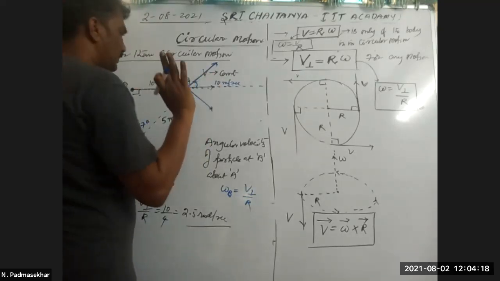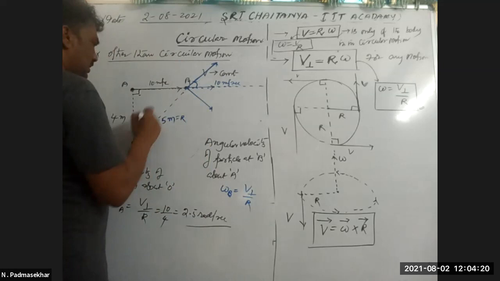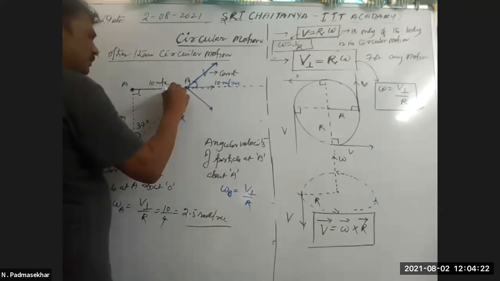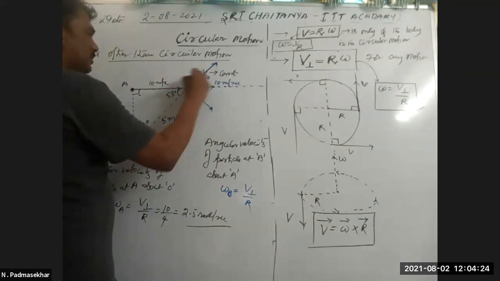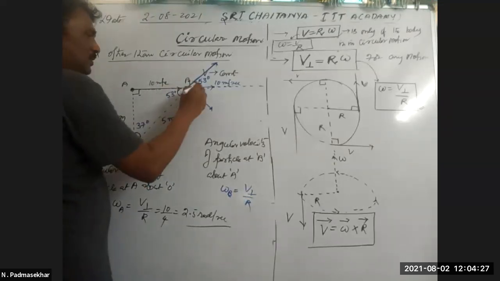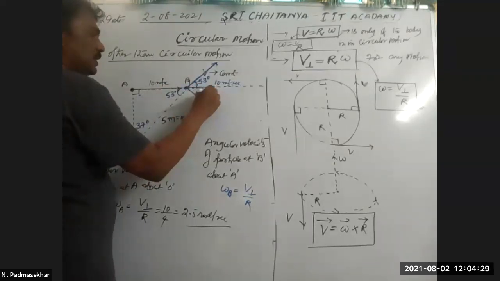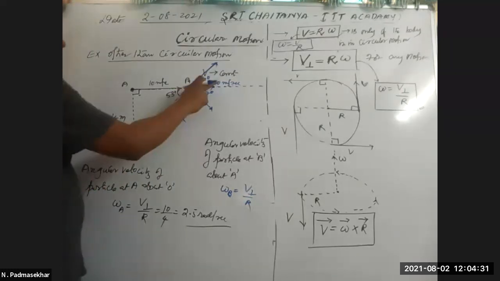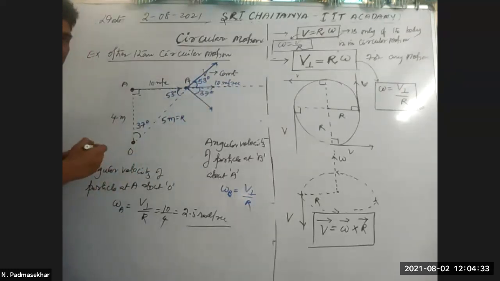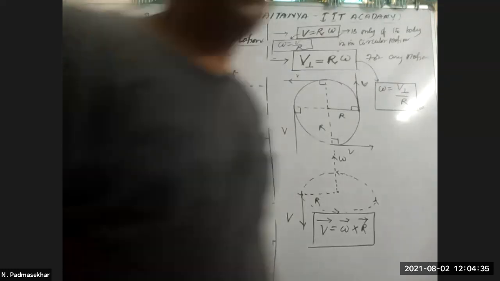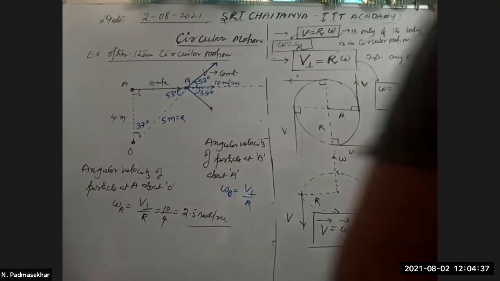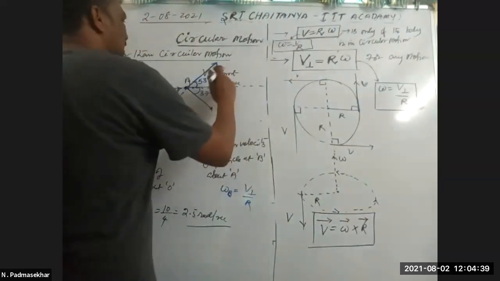See, it is not 37. This is 37, and this is 53. If this is 53, then this is 37 degrees. The 10 can be resolved into components. So what is that?